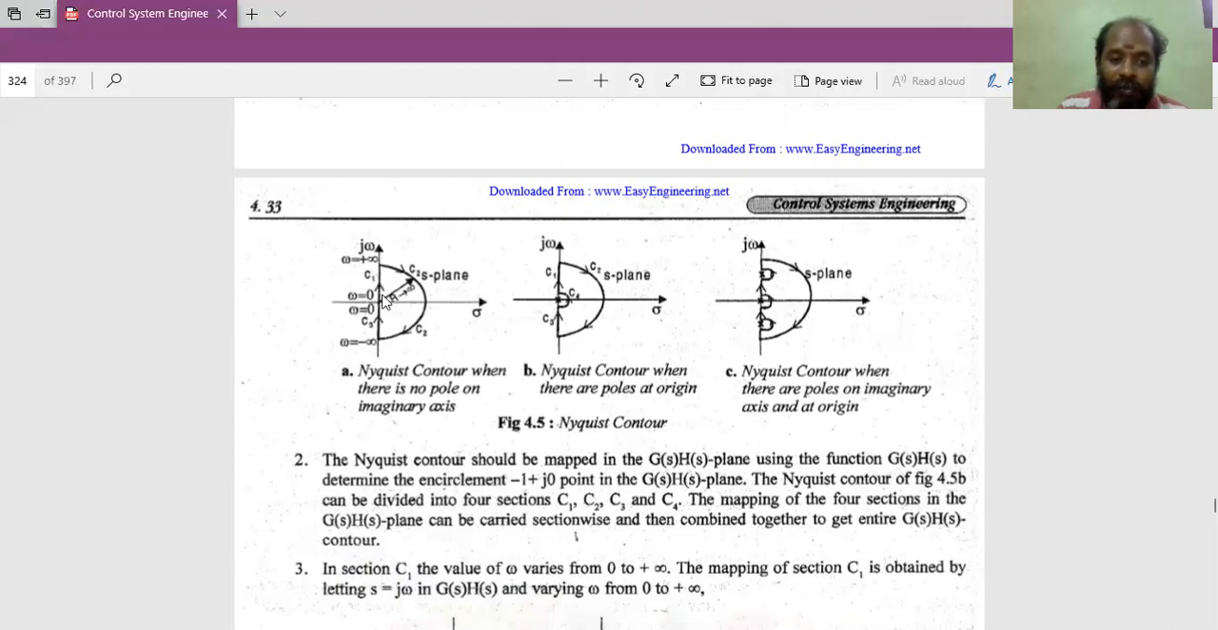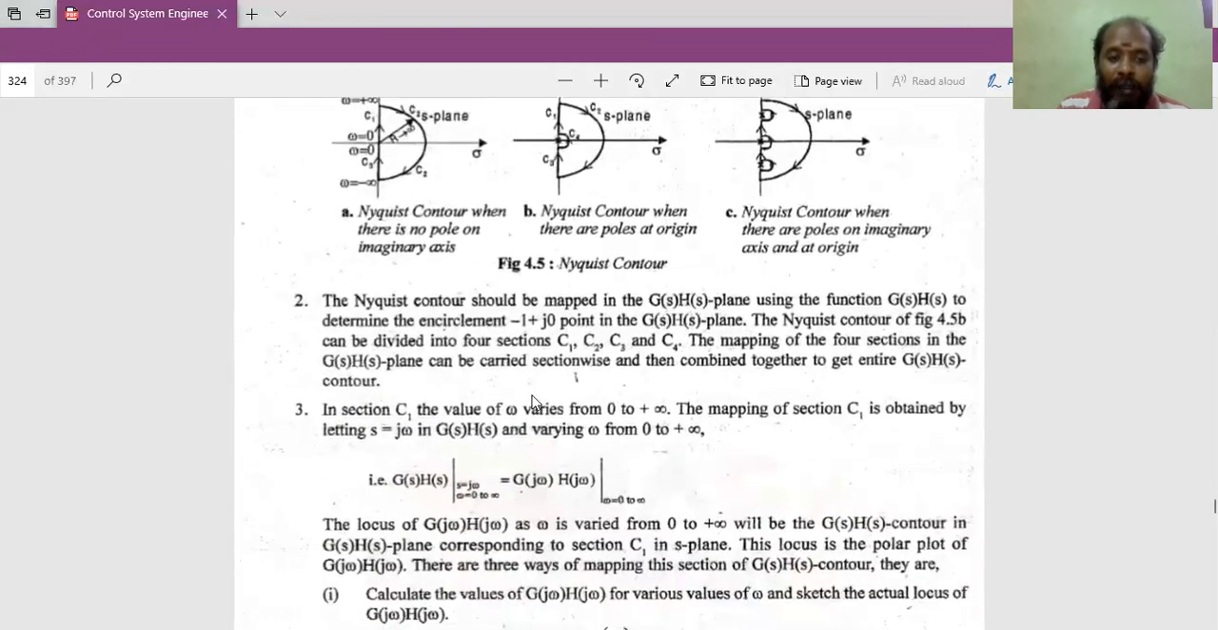If you take the first example, there are 3 sessions. We have to map these 3 sessions separately. First C1, next C2, C3. Here there are 4 sessions: C1, C2, C3, C4. So you have to map the 4 sessions separately and then you have to combine all the mappings. Okay, how do we do that, how to map it session wise?